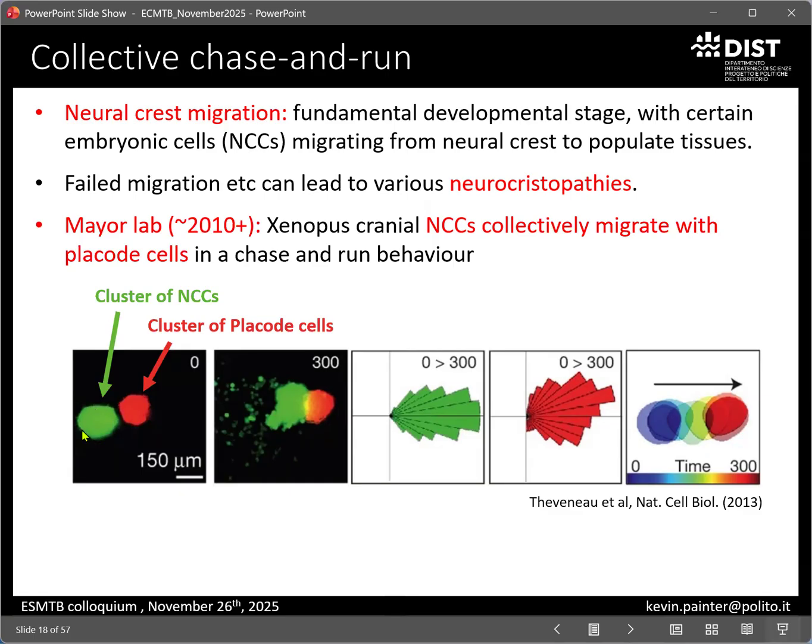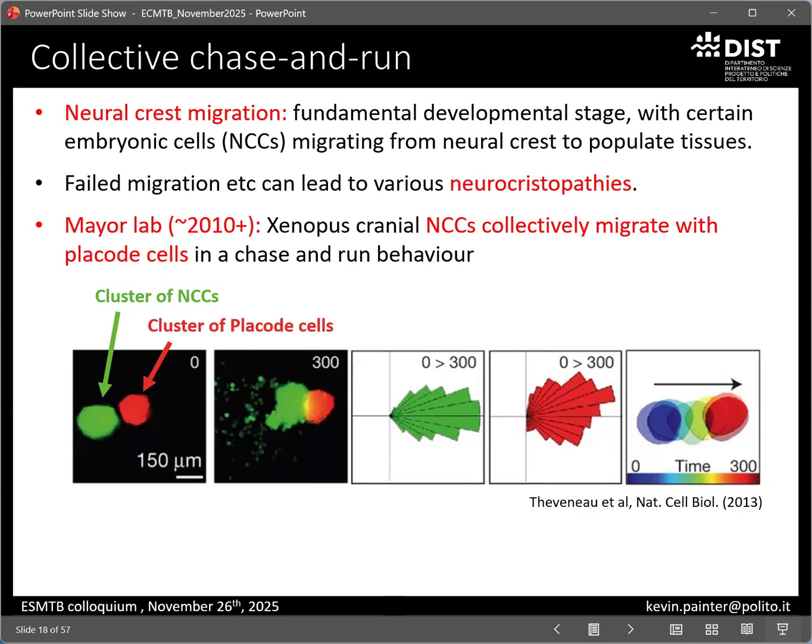So this cluster of neural crest cells contains maybe 100 or so neural crest cells. The blob of red cells contains 100 or so placoid cells. And then when plated, the two populations engage in a collective chase and run phenomenon. The population of neural crest cells pursues the population of placoid cells. And in this particular experiment, that's continuing over 5 hours or so.